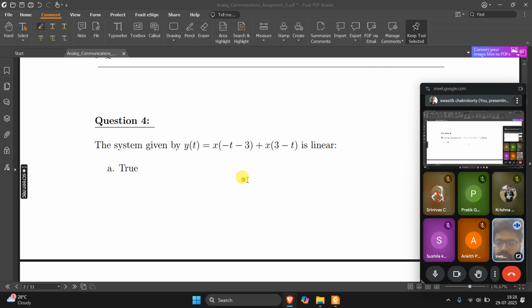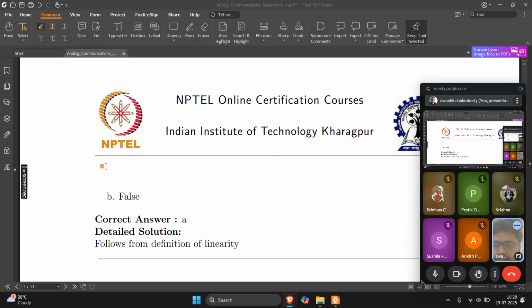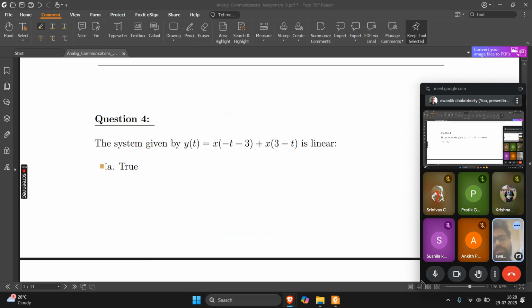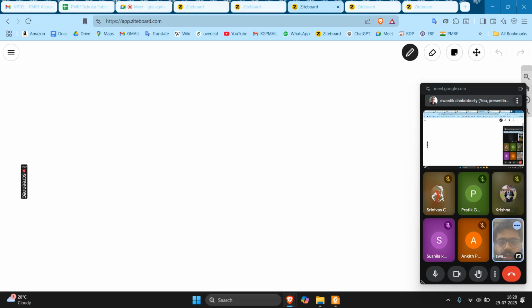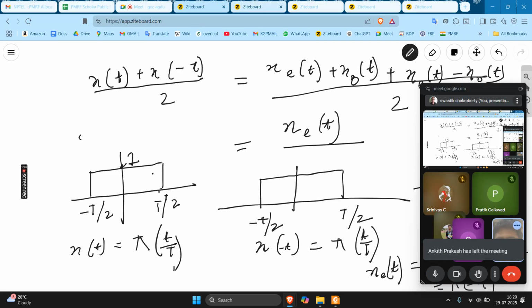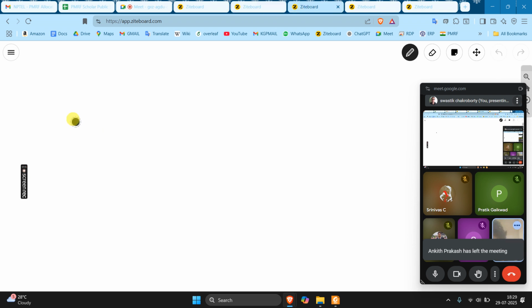Okay. So here Pratik has said the answer is true. Let's see. The correct answer is true. So what we have to do is just check whether this is linear or not. So how do we check that? We simply put the definition of linearity and follow from there. So what is the definition of linearity?